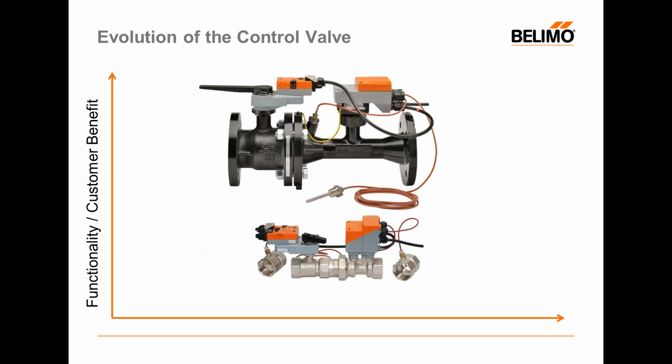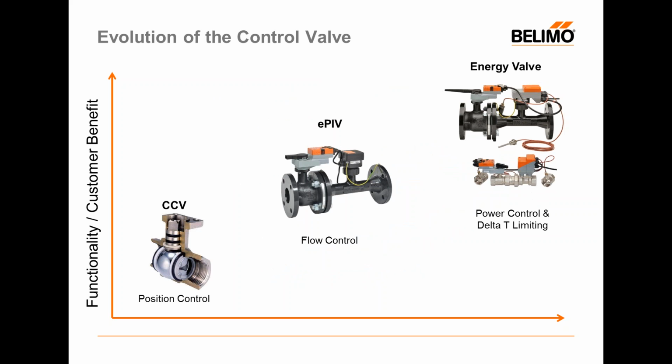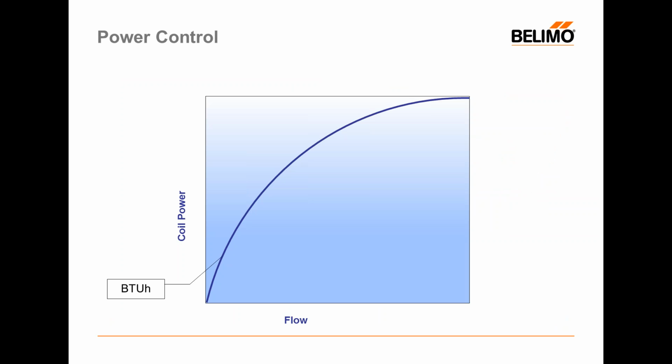And we like the idea of flow control because that gets us exactly how much water is going to our coil. But what if we didn't worry too much about how much water went to our coil or even what the temperature of that water was, but we just modulated based on how much heating or cooling was being produced? And that's what power control is all about. So let's delve a little bit into power control.